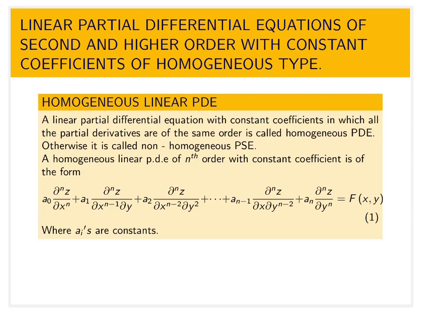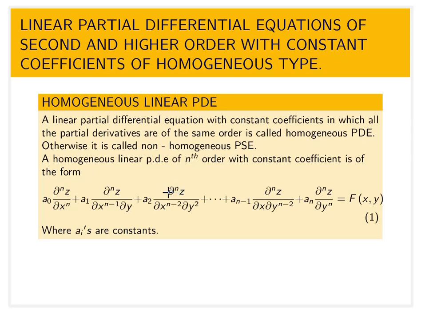So the homogeneous linear partial differential equations. A linear partial differential equation with constant coefficients in which all the partial derivatives are of the same order. So this is important: the same order. Any differential equation having the same order, we call a homogeneous partial differential equation. Otherwise, we call it a non-homogeneous partial differential equation.